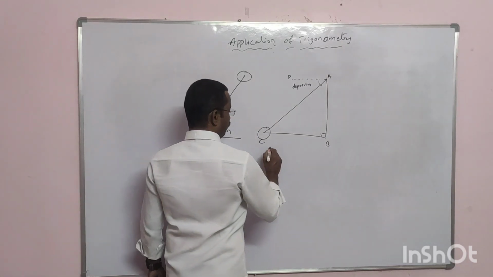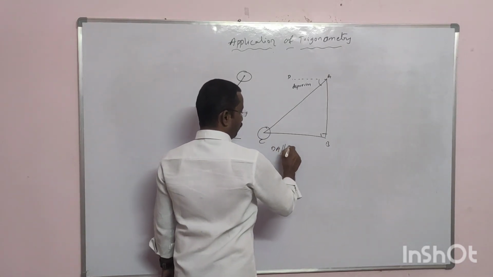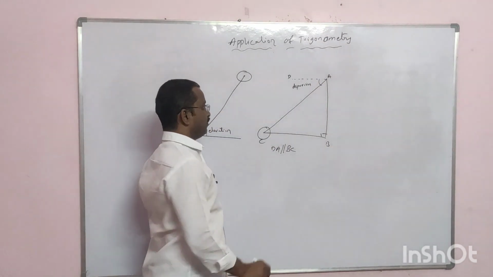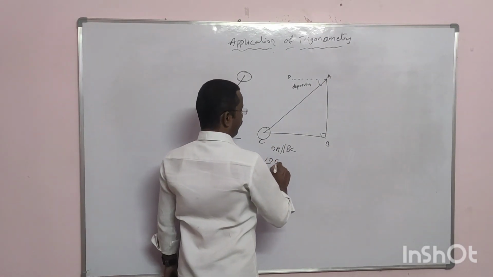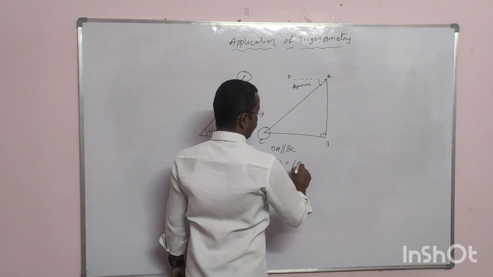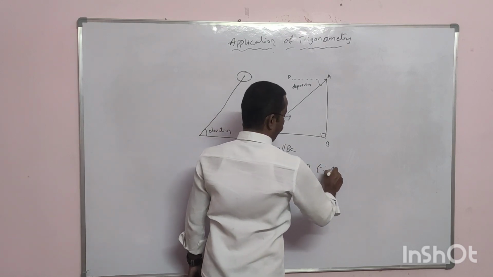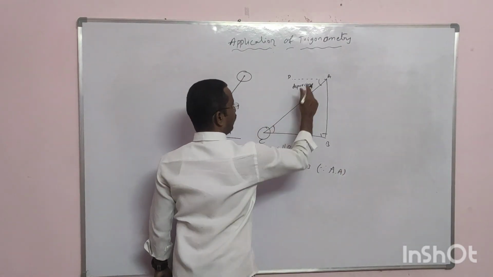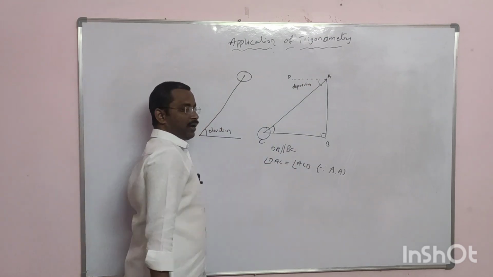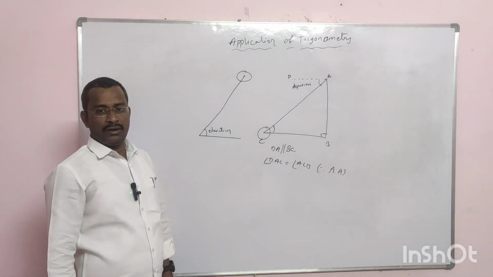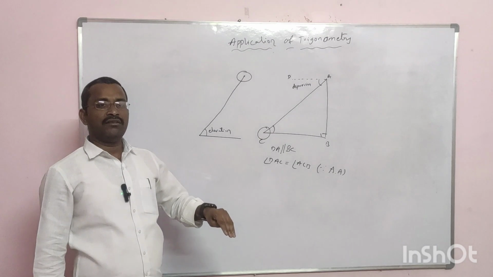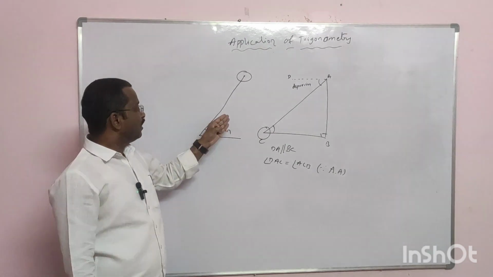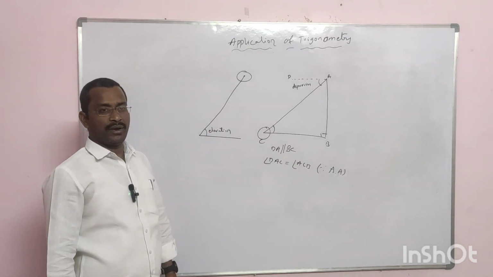See, for example, as you know, DA is parallel to BC. So what will you write? Angle DAC is equal to angle ACB. Since what? Alternate angles are equal, because these two angles are alternate, as DA is parallel to BC. Then if he gives the depression, you should be converting it into the elevation angle. If he directly gives the elevation angle, it's not a matter.